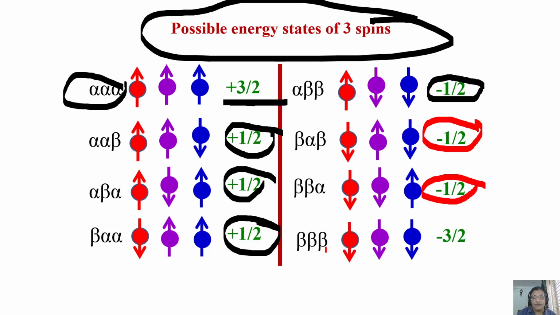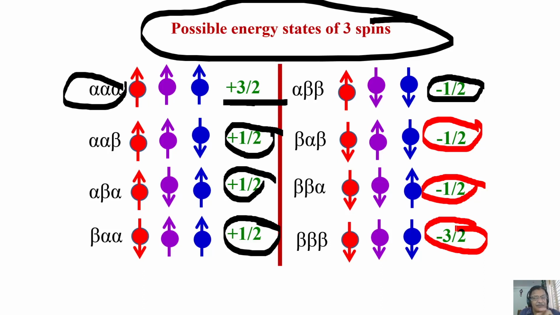All are minus half. Minus half, minus half, minus half. All are oriented with spin states down. Then add up everything, it is minus 3 by 2. Are you all with me? These are the only possible energy states. You find out any other combination is not possible. You will not get it.